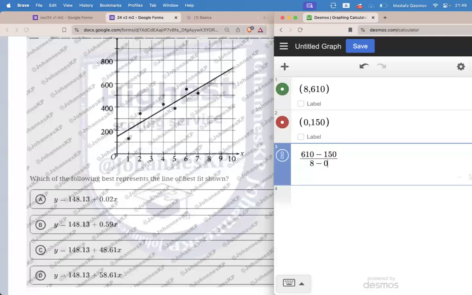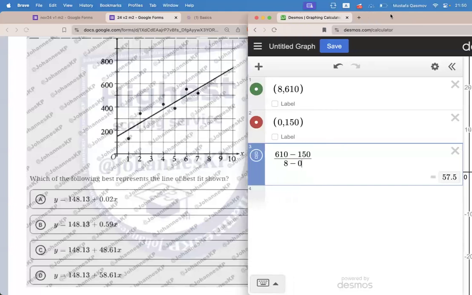1 and 200, you can also take 1 and 200. But when you select 2 points, don't select closer points, because when you select closer points, the chance of being wrong is bigger if you take a slightly wrong value. So choose far points, not close ones. When you choose closer points, your answer can easily be wrong. So we got that as the slope, so the answer is D.